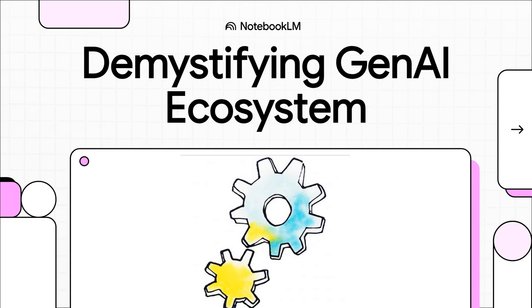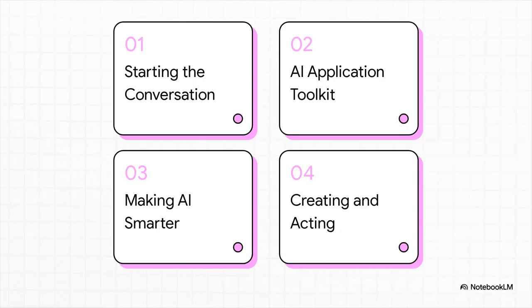Welcome to The Explainer. Today, we're going to demystify the entire generative AI ecosystem. We're talking everything from a simple prompt all the way up to agents that can think for themselves. Let's make it simple. All right, we're going to tackle this in 4 quick parts.